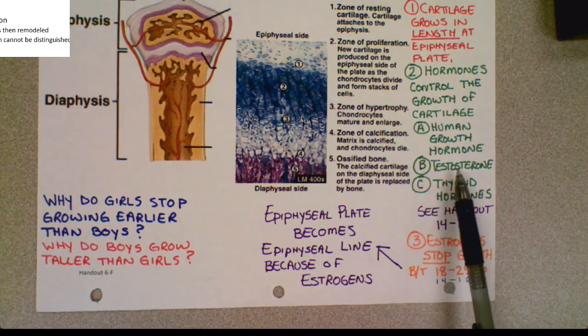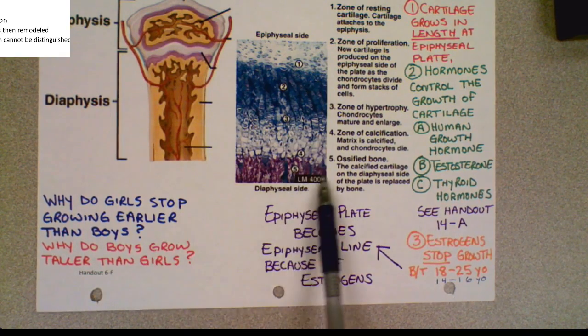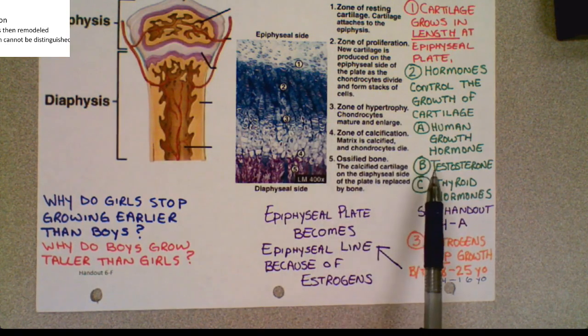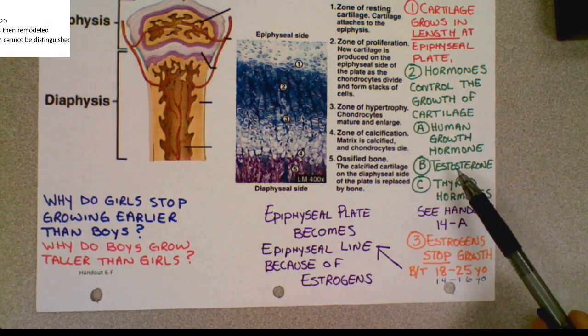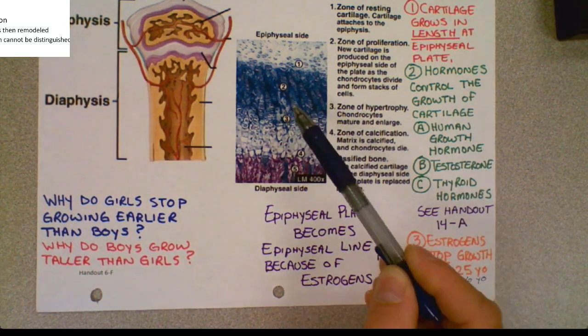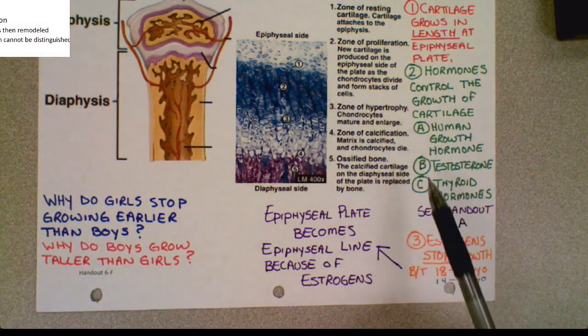Testosterone is the male hormone, and it tells our epiphyseal plates to grow. So boys, when they're churning out testosterone, they're going to be growing. Now, you ladies also make testosterone, okay? So your ovaries make estrogen, but your adrenal glands make testosterone. And so girls also produce some testosterone, just not as much as boys. And so the testosterone in girls tells your bones to grow as well, along with human growth hormone and thyroid hormone.